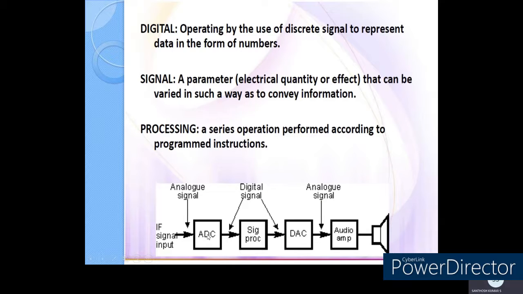In the ADC, there are three different basic operations we perform. One is called sampling. The next step is called quantization, and the last step is called encoding. Here the input is the analog signal, and the output you get is the digital signal, which is data in terms of zeros and ones.